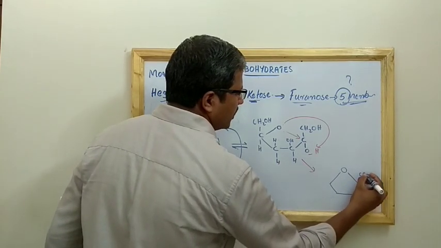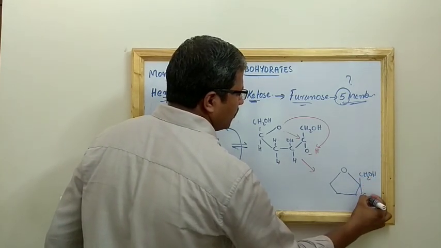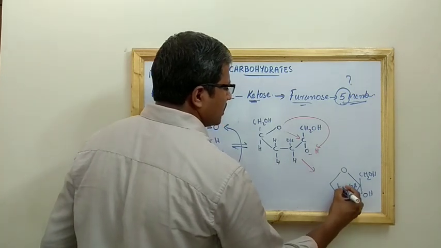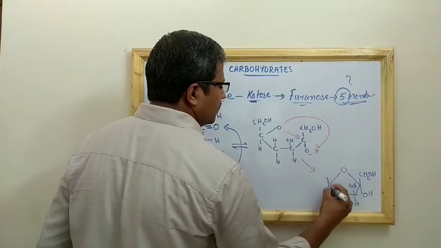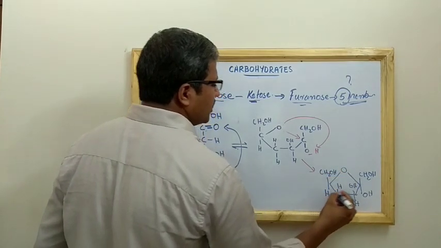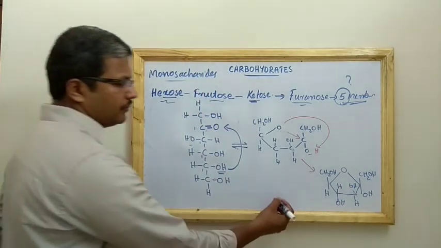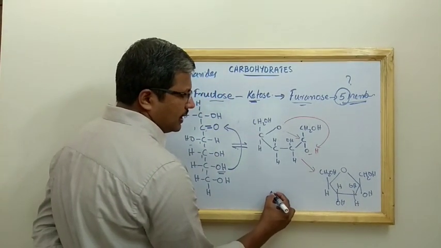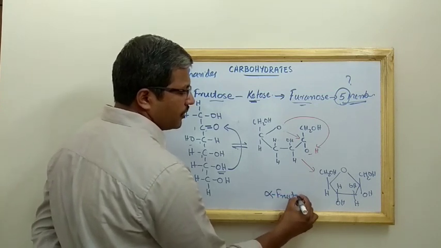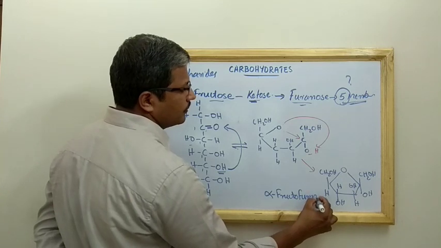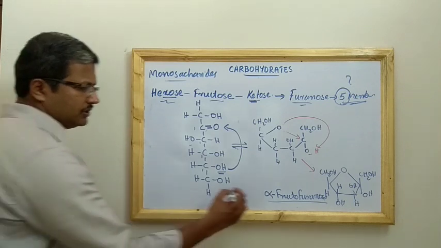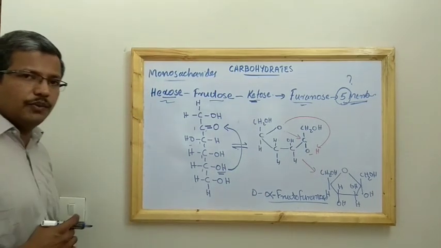Where CH2OH, OH, OH, H, H, OH, then CH2OH, H. This is actually the alpha fructofuranose. So alpha fructofuranose, which is D-alpha fructofuranose.